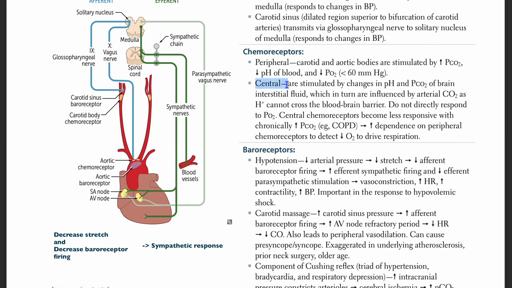Then central. Central are stimulated by changes in pH and PCO2 of brain interstitial fluid, which in turn are influenced by the arterial CO2 as H ions cannot pass the blood-brain barrier. They do not directly respond to PO2. When it has PO2, it's pretty chill, right? Like, yeah, we got oxygen, we don't have to worry about it. But when it starts getting CO2, it starts panicking because, like, why is the waste product not leaking out, right?